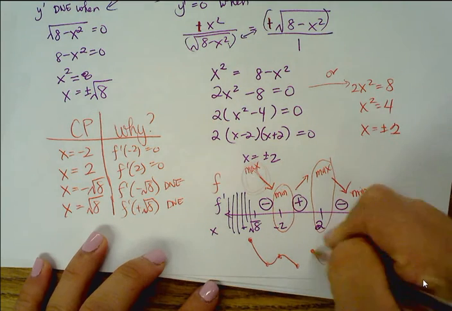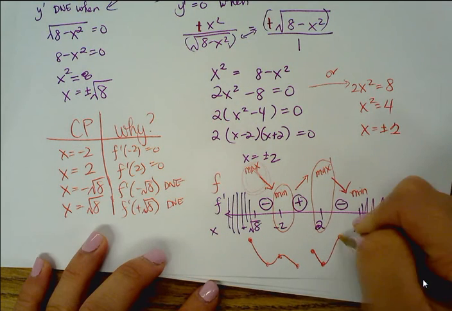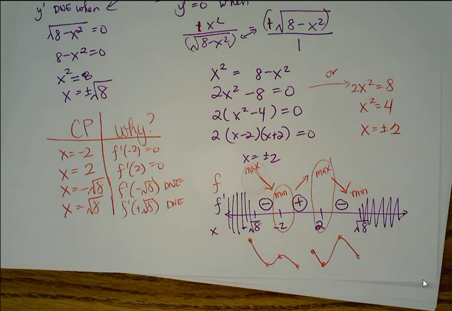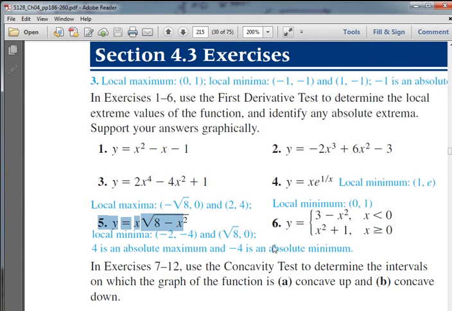By plugging them in. By plugging those x values into what? The original f, and then compare all the y values. That's why it's negative. So that's why the answer said that there's 2 local maxes and 2 local mins. And then you're supposed to support your answer. I don't think anybody did this, did they? Support your answer graphically. That means make a little sketch.